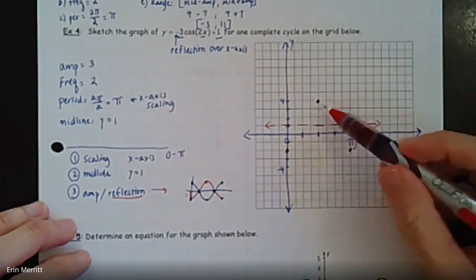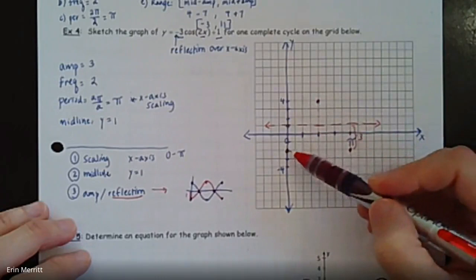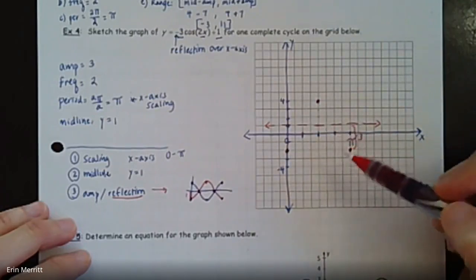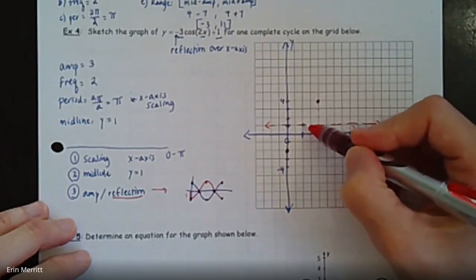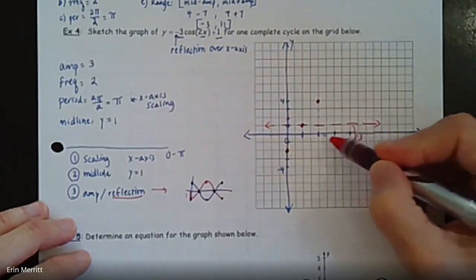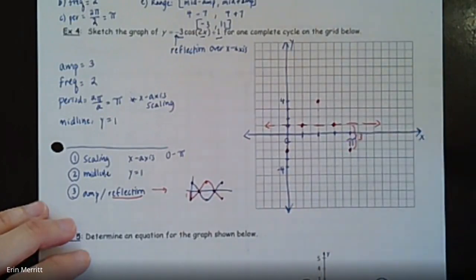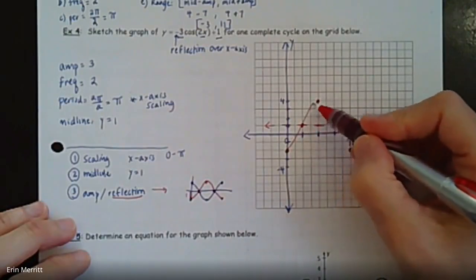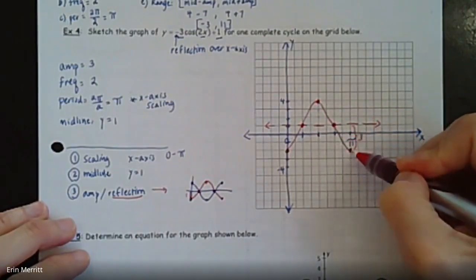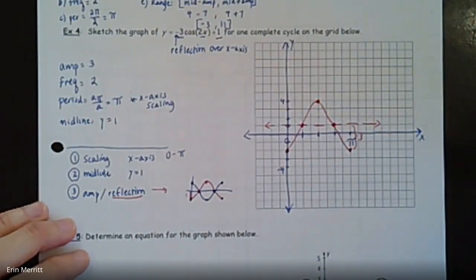So now we've got 3 of the 5 anchor points. The halfway mark between here and here, it's symmetrical, is when it should hit the midline. So at this tick mark is where it should hit. Halfway between these two is where it should hit that midline. Now I've got my 5 anchor points, and there's 1 cycle of this cosine curve.